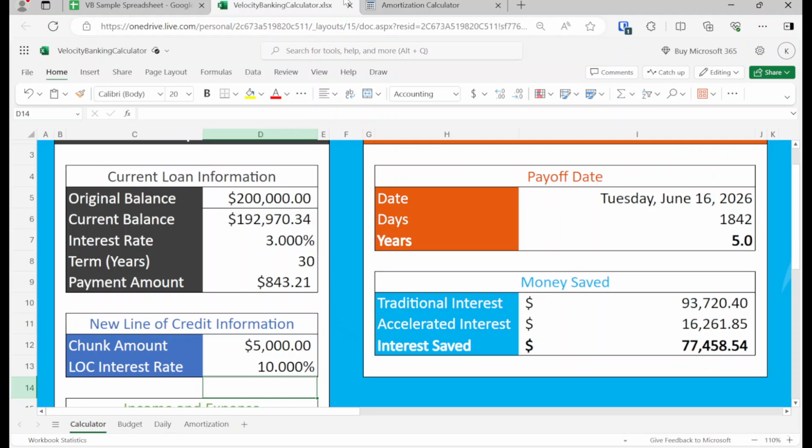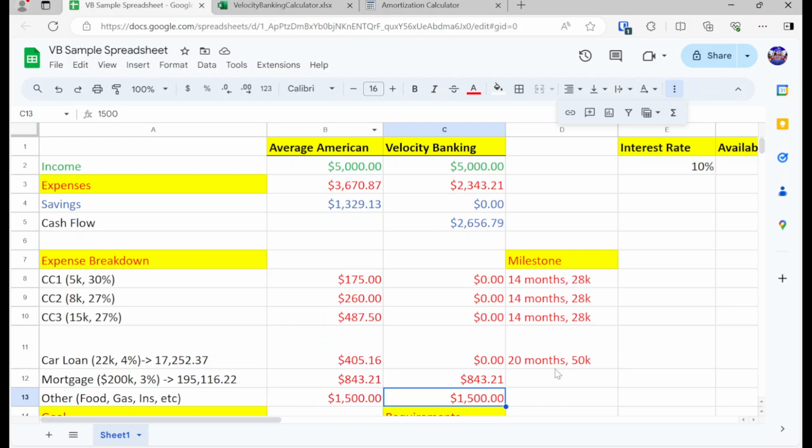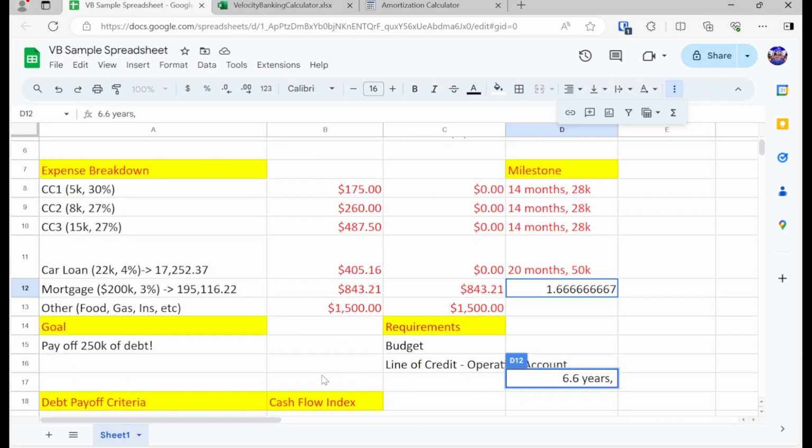So, all right, let's go ahead and write down 5 years. So this is going to be 20 times 20 divided by 12, right? So 1.6 years plus 5, that's 6.6 years, right? So it's going to take us 5 years, and it's 6.6 years. So 6.6 years to pay off 250K of debt, okay?